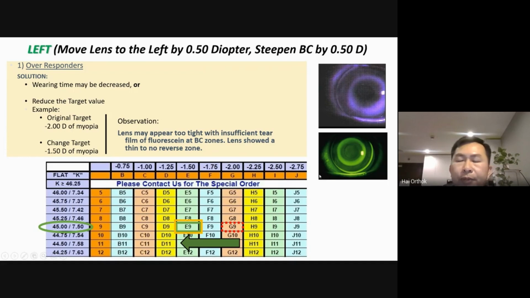So what we do when we move the lens to the left is we actually only release the base curve right here, or the treatment zone right here, less flat by half a diopter and more steep. And the reverse zone is changing accordingly. We keep the alignment curve of the lens the same. That is why it's still number 45, and the peripheral is still the same. Some practitioners will allow the patient to wear every other day if they have only half a diopter of over responding and they have 20/20 vision in the evening.